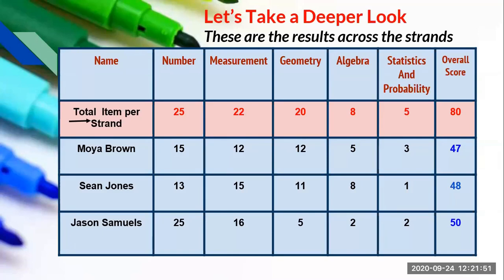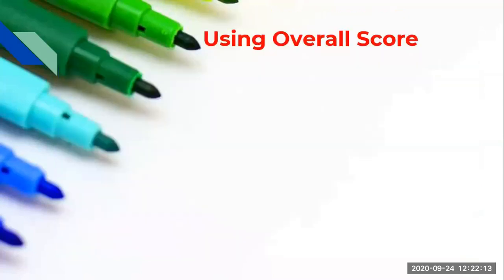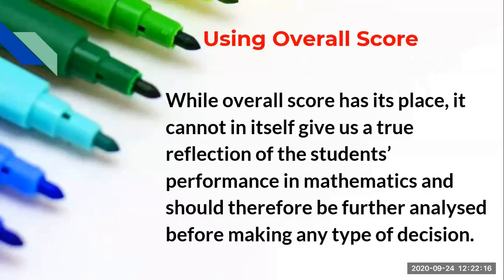Good. So we can all agree that it is not just to look on the overall data to say, okay, this is where my student is at. But we need to now see that the overall score is not enough. The overall score is not enough to implement any targeted intervention plan. The overall score needs to be further analyzed before any form of intervention, any form of decision making can be done.